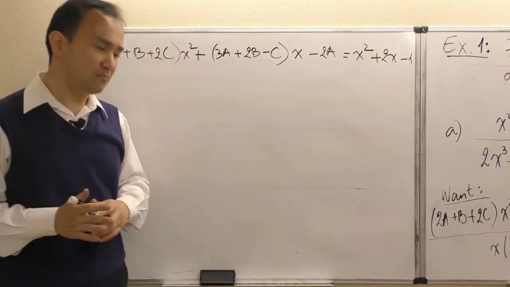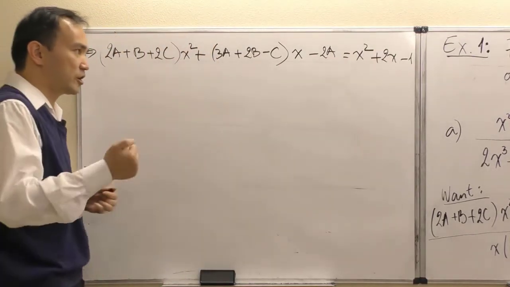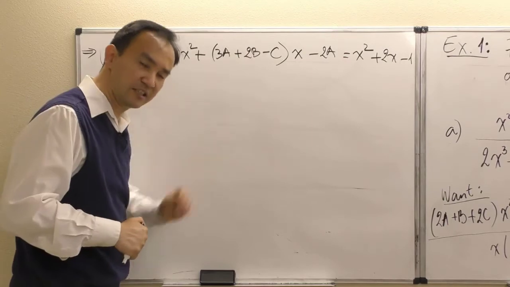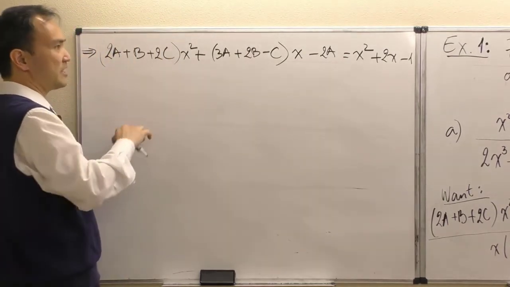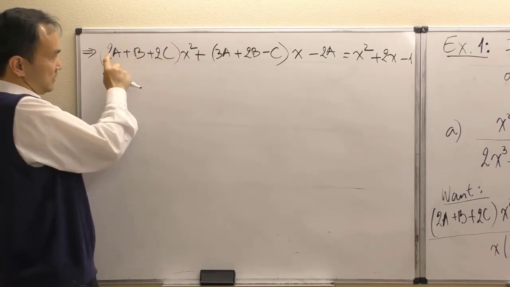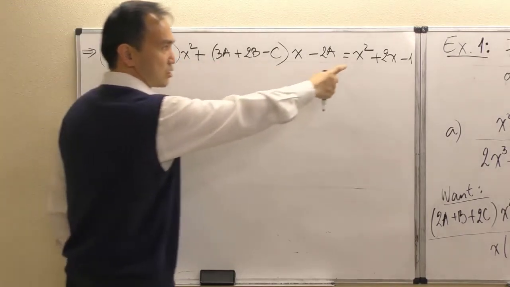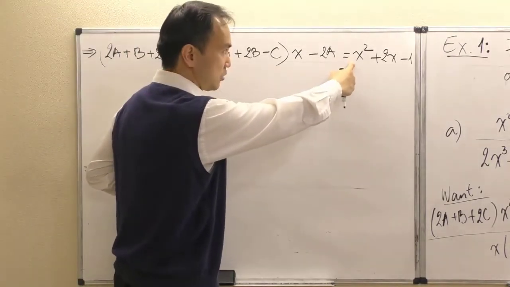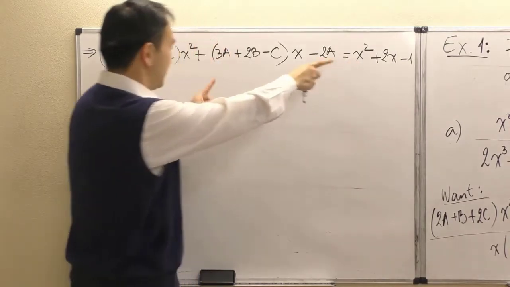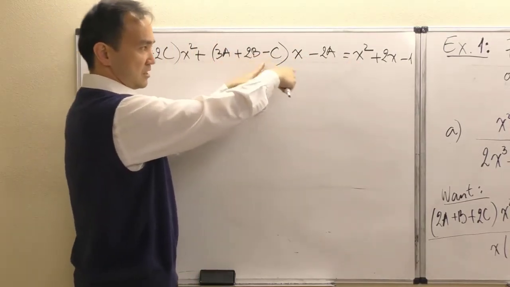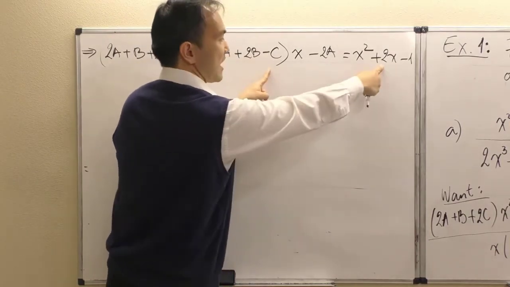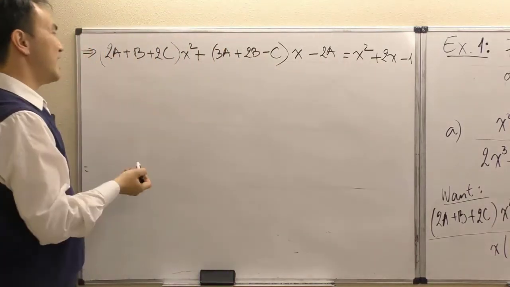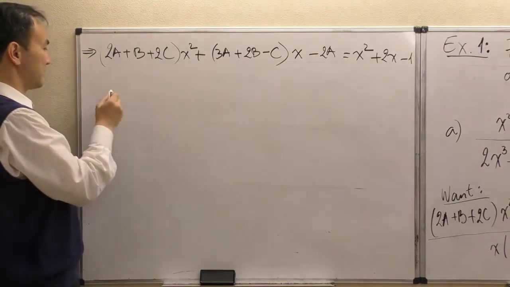And what do I mean by their coefficients correspondingly? You have seen that earlier in the motivating problem, and I'm repeating that again. Meaning this 2a plus b plus 2c corresponds to the coefficient in front of the x squared. And then this 3a plus 2b minus c must correspond to the 2x, because these are the x terms. And in that way, now I can equate.